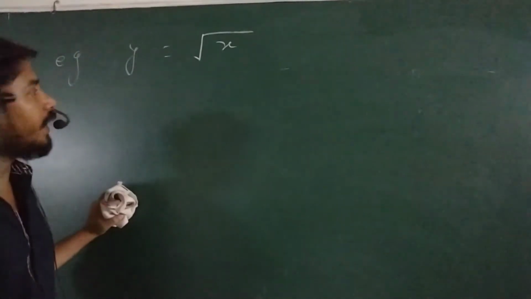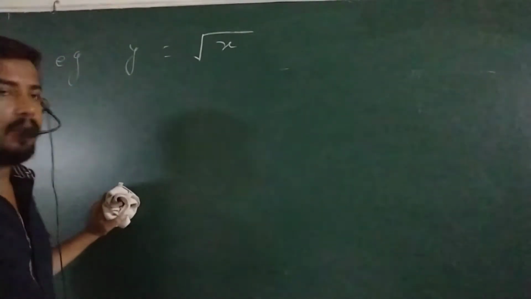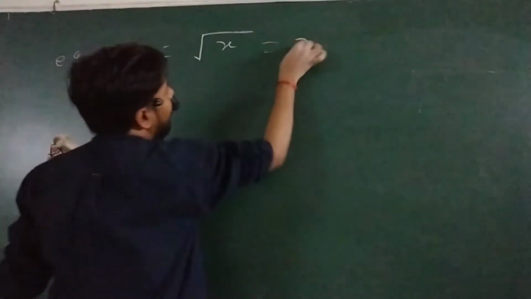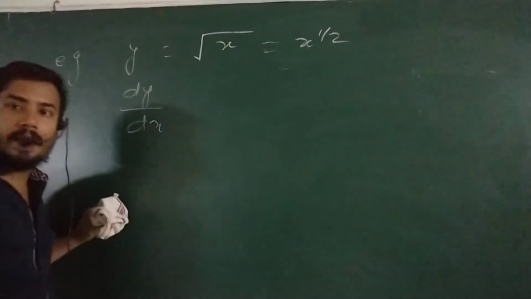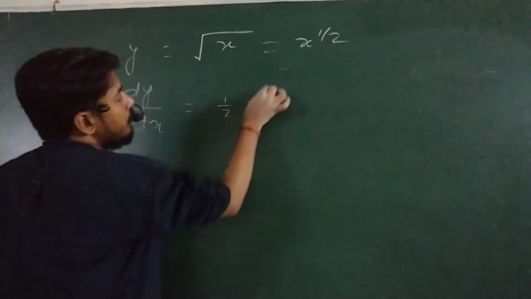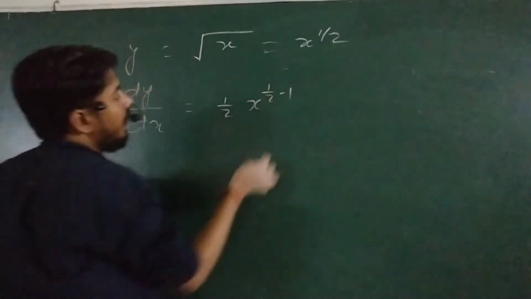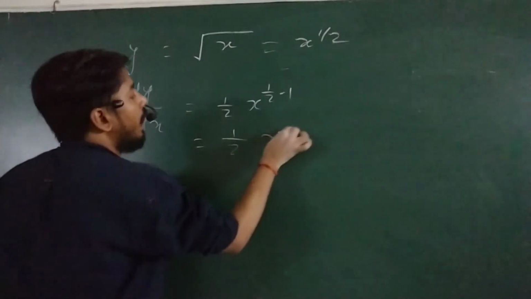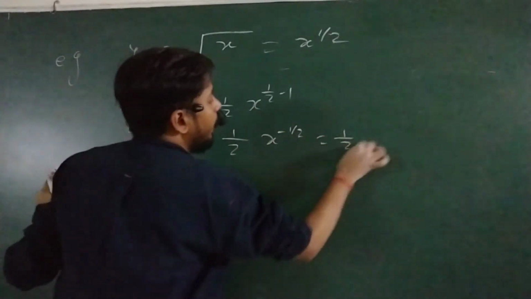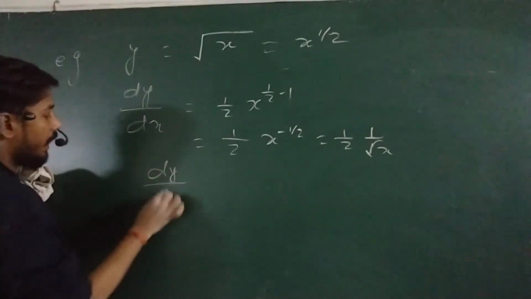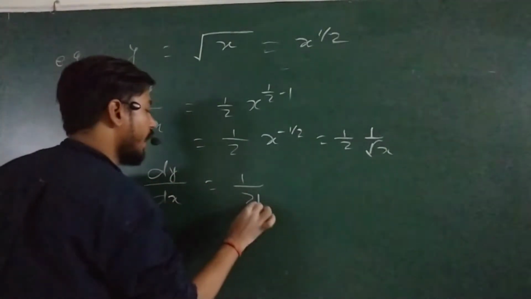Now see, we are going to differentiate under root x. Can I write it like this? See, what is the value of n? The value of n is half. So half into x power n, that is half minus 1. This will be minus half, so x to the minus half, which is 1 by root x. So basically the differentiation will be 1 by 2 root x.